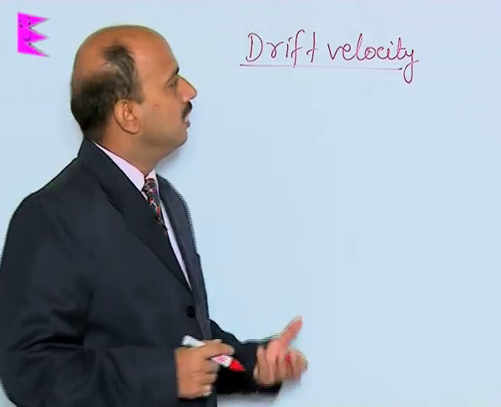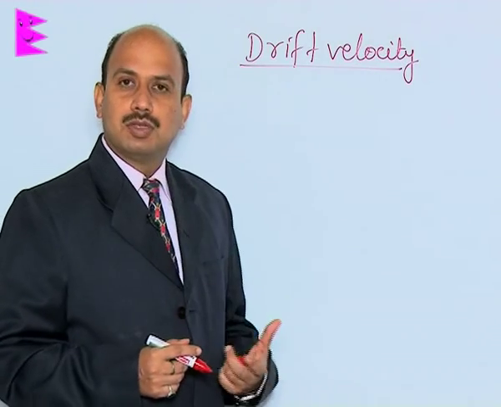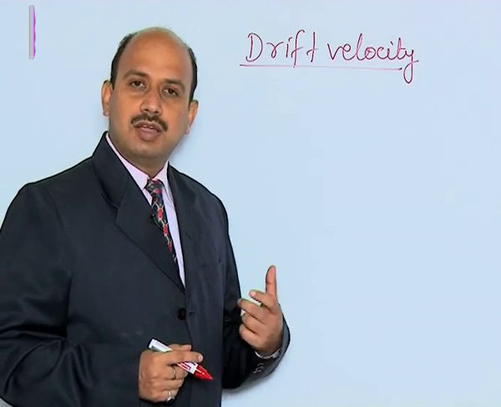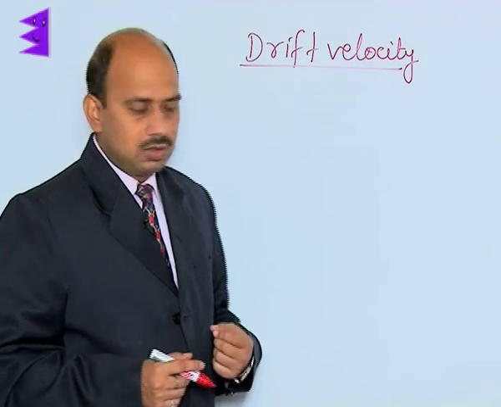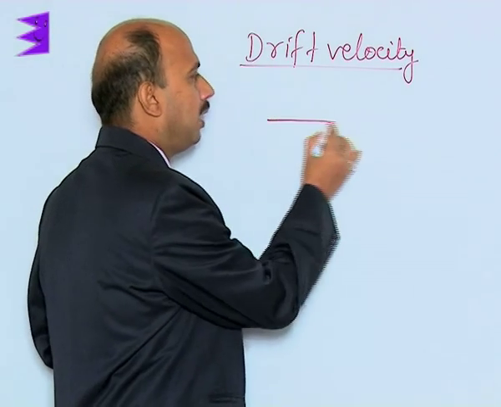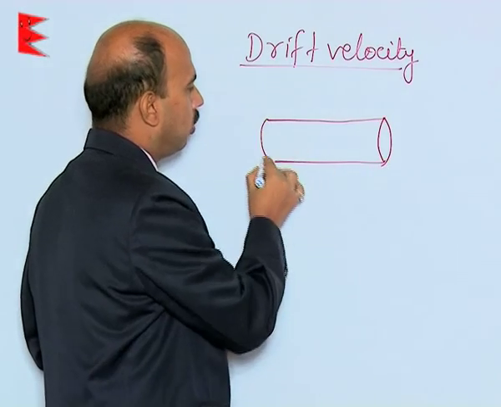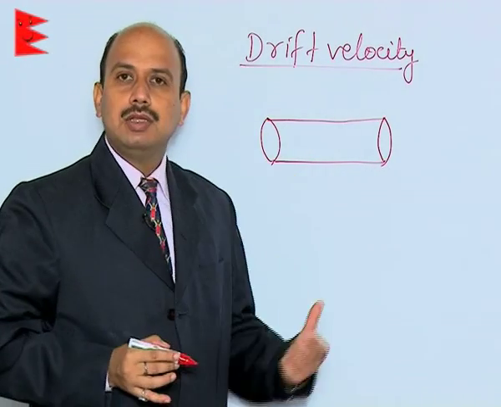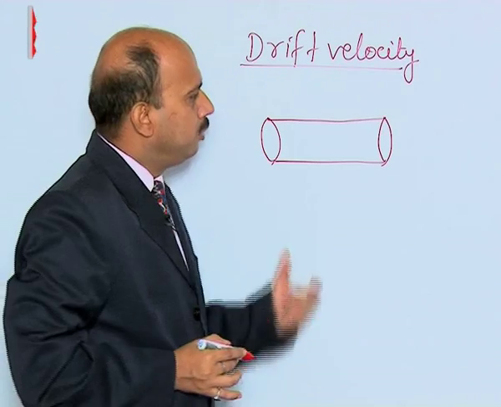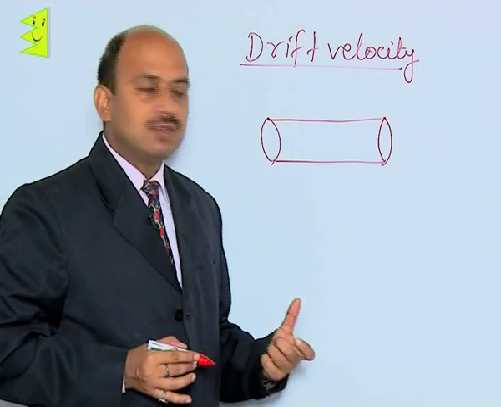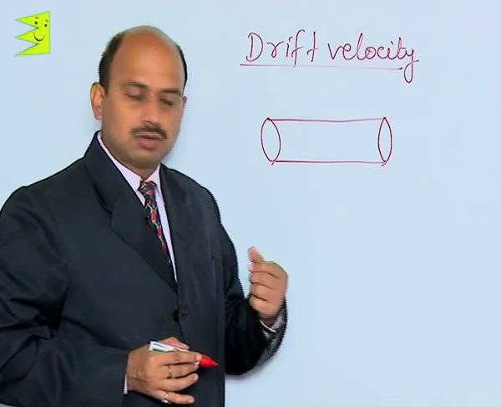So, now we will study the concept of the drift velocity. Basically, how does current flow through the conductor? Suppose we have taken a part of a conductor like this, and this conductor is not connected with any battery or a cell. It means there is no potential difference across the ends of this conductor.